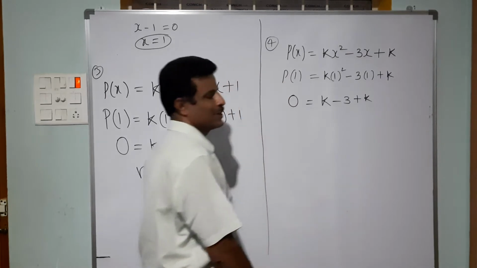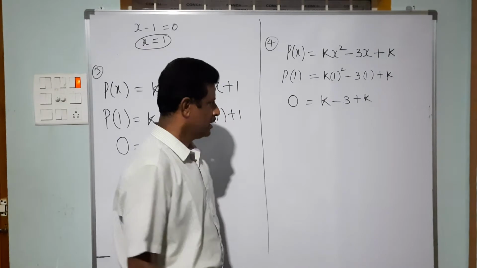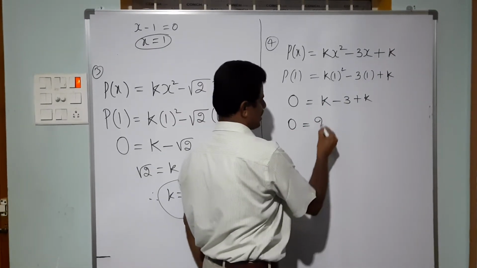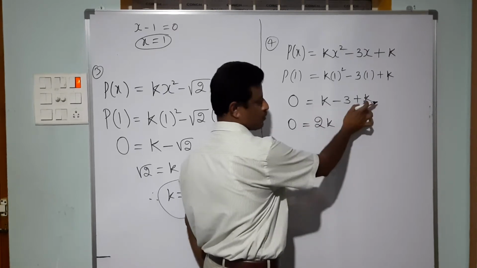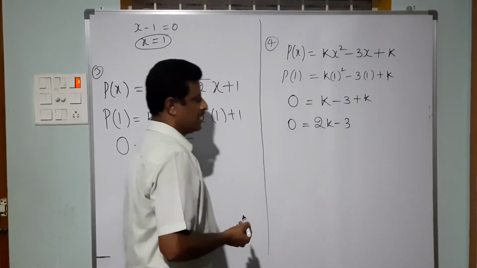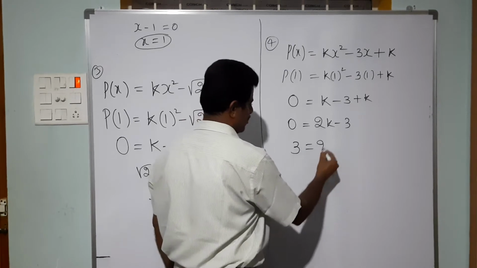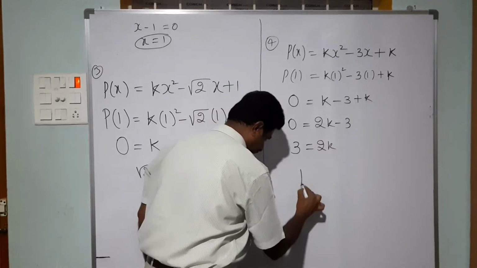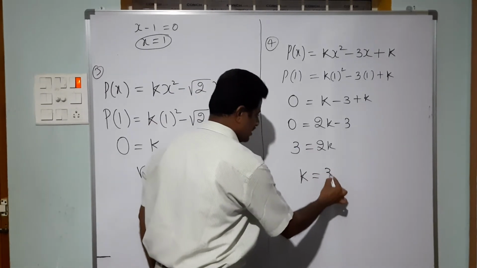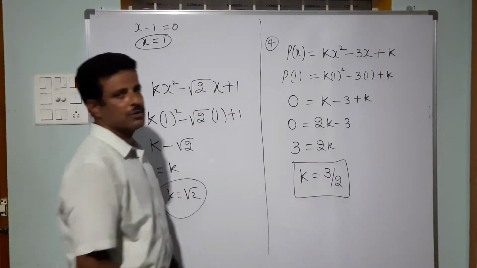Wait, here two terms of k are given. In the first term k is given, in the third term k is given. Nothing, very simple, add them. 0 is equal to 1k plus 1k, 2k. Write like this: 1k plus 1k, 2k minus 3. So then I want k values. That's why minus 3 send this side. When minus 3 comes this side, what happens? Plus 3. Plus 3 is equal to 2k. But I want k. K is equal to, this value goes to the denominator, 3 by 2. Did you understand? Therefore k is equal to 3 by 2.